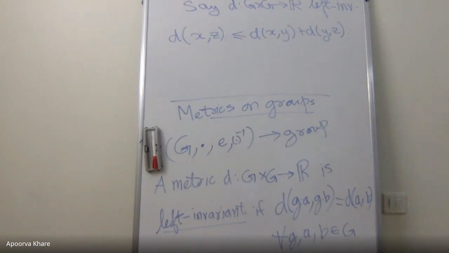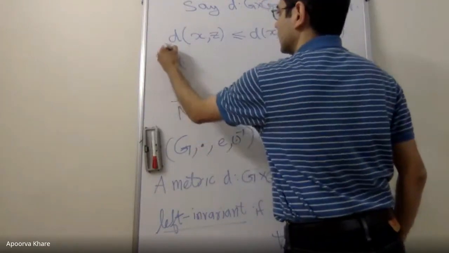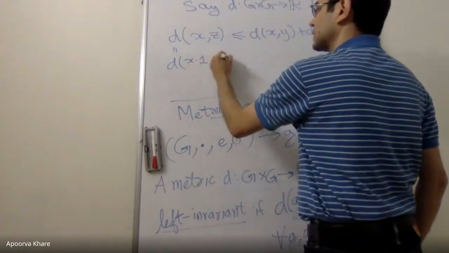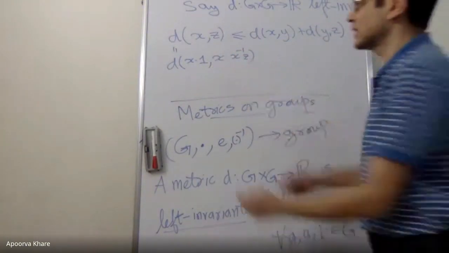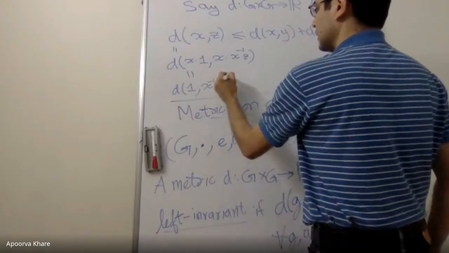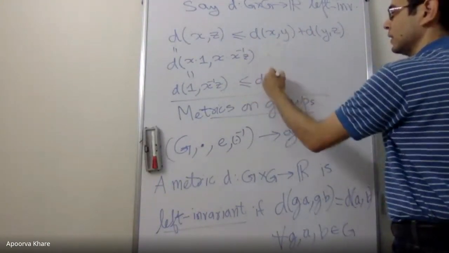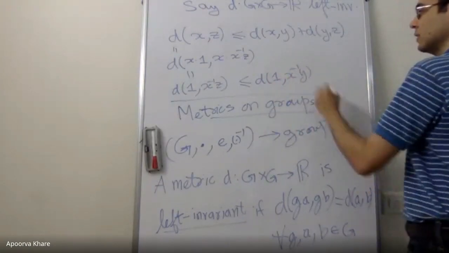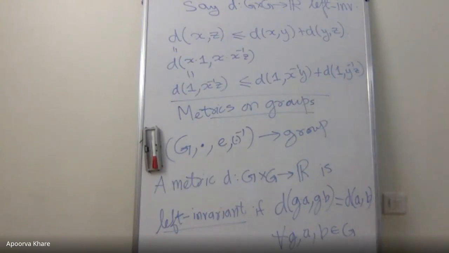So because this is a group, the distance from X to Z is really the distance from X times 1 to X times X inverse Z, right? And so this is really the same as the distance from 1 to X inverse Z. And similarly here, you can check, this is less than or equal to distance from 1 to X inverse Y plus distance from 1 to Y inverse Z. Right? That's what it's saying.